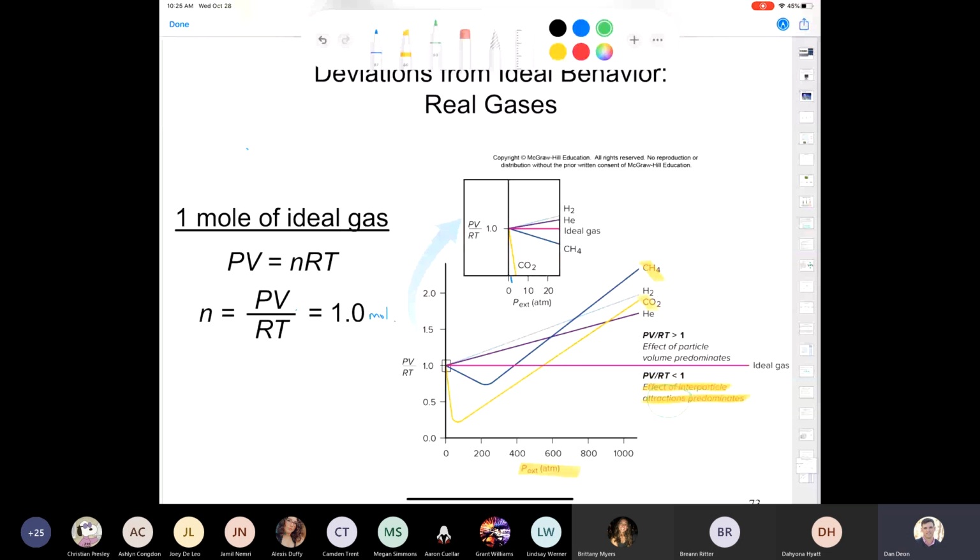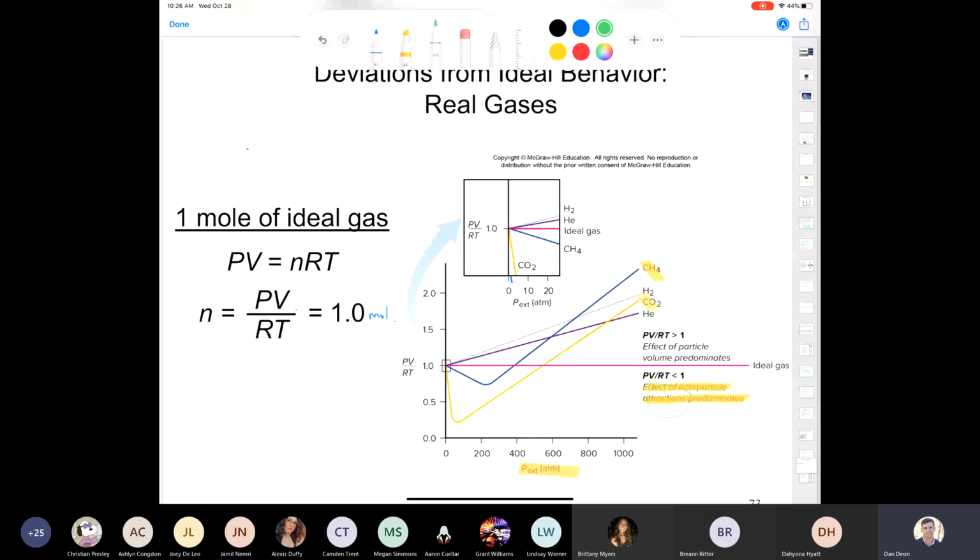What happens if they start attracting each other? If they're attracted to each other, their collisions aren't elastic anymore, are they? No, they're not. That means they're not going to hit the walls of the container with as great a force, resulting in a lower pressure. So as they get more and more attracted to each other, what's the net result?